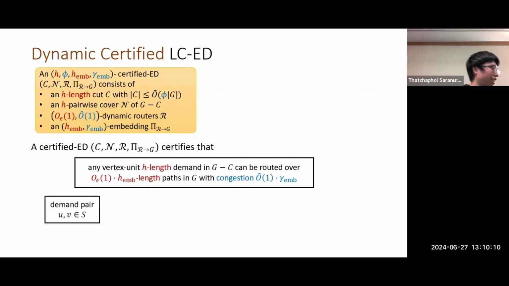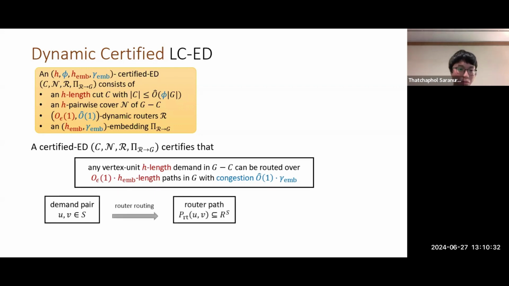To see this, we first consider an arbitrary H length demand and then allocate the demand pair to the cluster. Because this is an H length demand, we can always find a cluster containing both endpoints of this demand pair. Okay, and then we route the demand pairs on the router, and this only takes a constant length slack, and this will cause close to constant congestion.